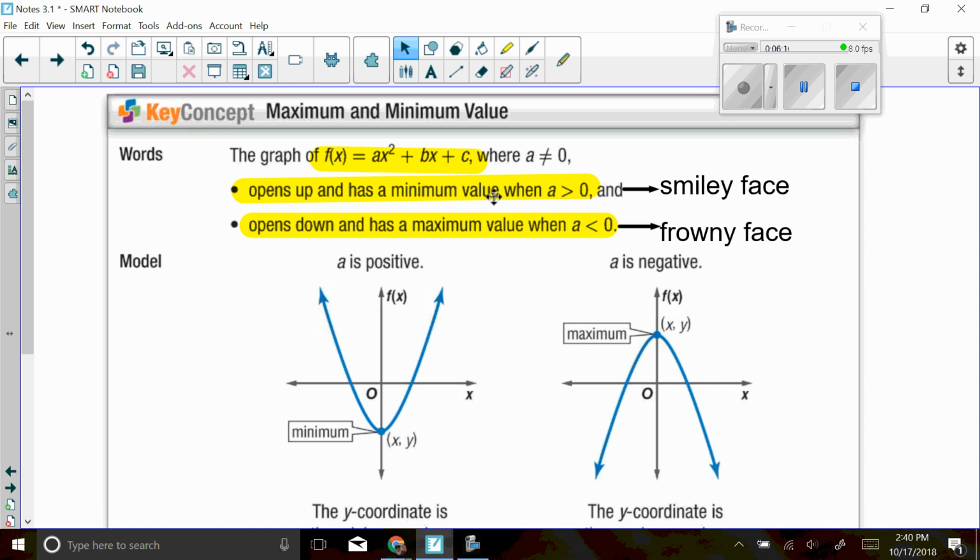I think of it as A is positive, so it's a smiley face, because smiling people are positive people. And being a smiley face, it has a low point. If you look at, so here's a smiling graph, it has a minimum value. When A is negative, like this, it is a downward facing graph or a frowny face graph. And then we have a maximum point.